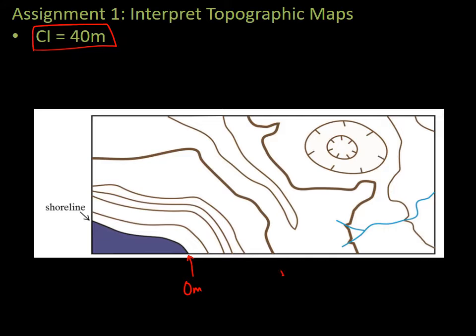Here's another hint: these two index contours have the same elevation. It's totally legal for two lines of the same elevation to be on one map.